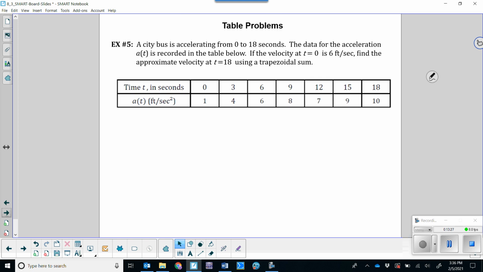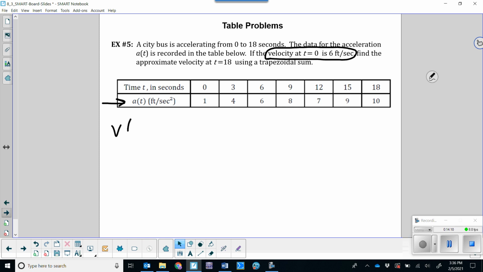Okay, here's a table problem, an example of kind of looking at how we could approximate velocity using this table. So this table is acceleration, in feet per second squared. And the bus is accelerating from 0 to 18 seconds. Here's the record of what we're doing. If the velocity at t equals 0 is 6 feet per second, so you have an initial amount, really important. That's the thing that most people end up missing. Find the approximate velocity at t equals 18 using a trapezoidal sum.